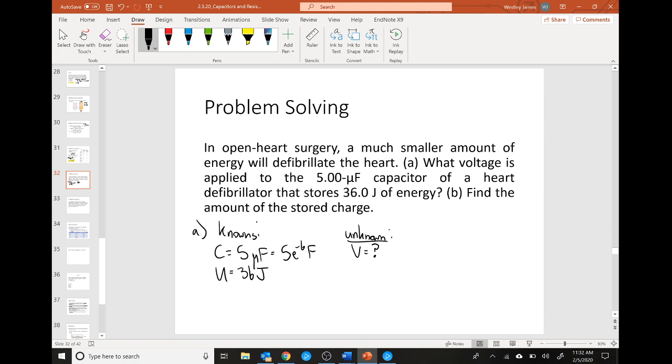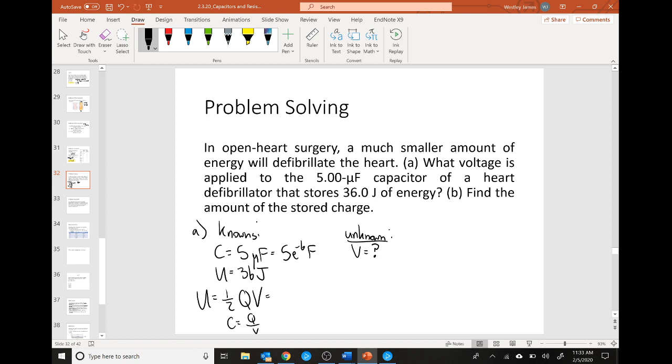So this is where you have to remember: we know the energy in the capacitor, we know its capacitance, we're trying to find voltage. Is there an expression that relates these things together? There is. You would look at your formula sheet. The energy stored in a capacitor is 1/2 Q times V. We had a bunch of different versions of it. Using C equals Q over V, you can get a bunch of different expressions.